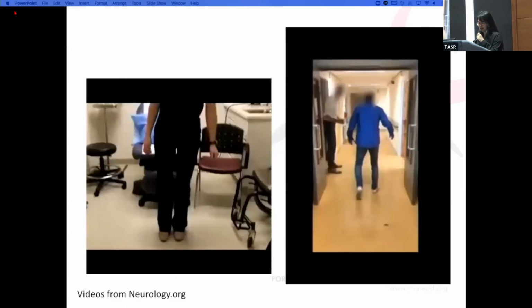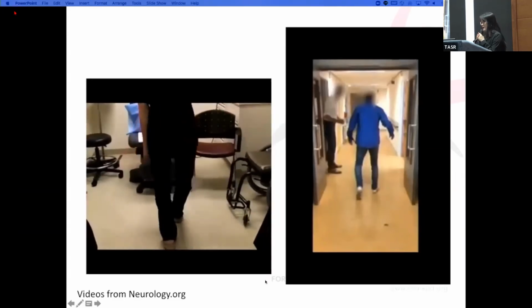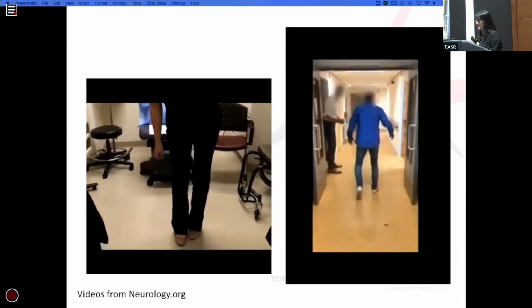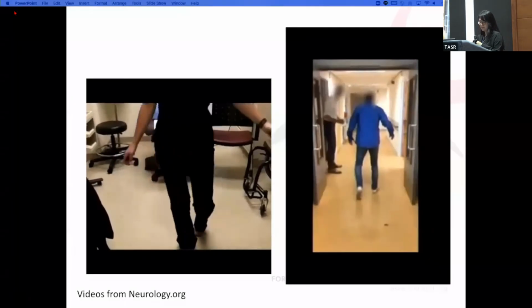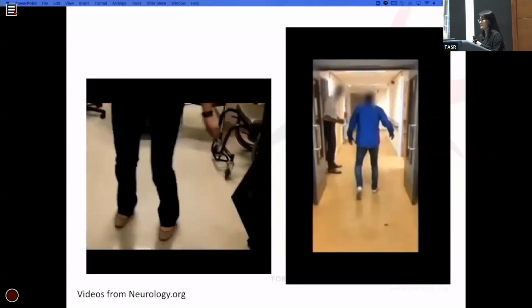Now moving to another example of gait pattern. By watching this video, can some of you tell me what this sign is? You already saw this video before. You have the privilege of picking the next one. Are we picking the next one? Yes, you can pick the next one. You have the privilege.